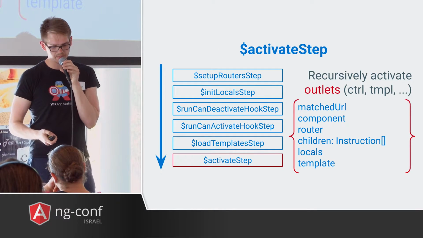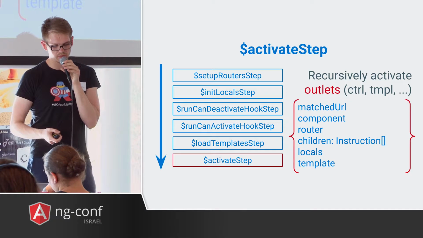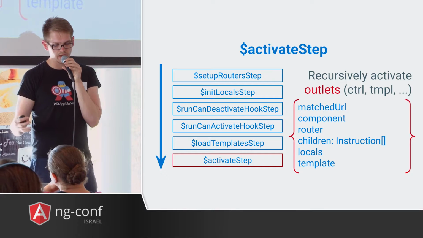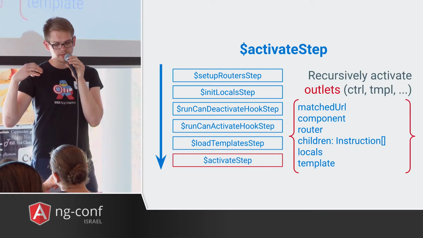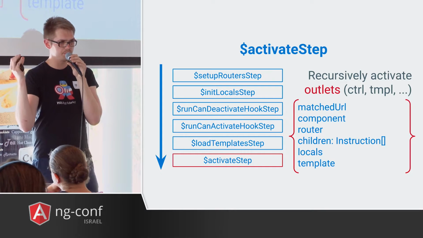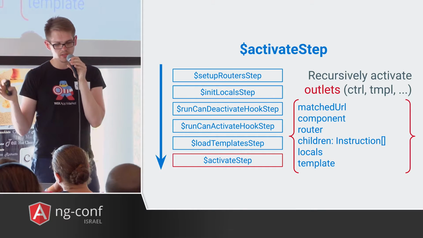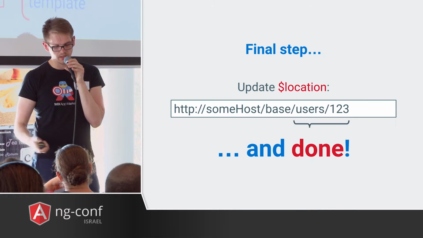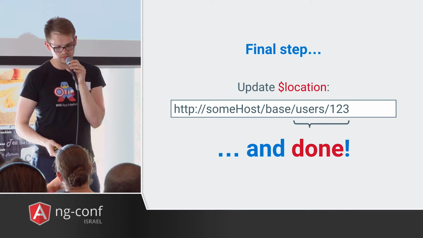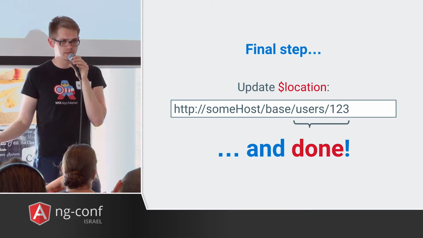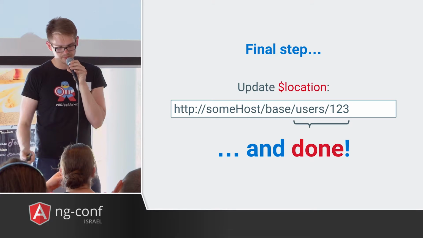And the final step of this pipeline is to go over all the outlets that it saved in the process and recursively activate them, which means instantiate the templates, compile them, put the controllers there, essentially wire everything up. Then we do one final thing: we update the location, and we're done. We went from one application state to another via the pipeline.